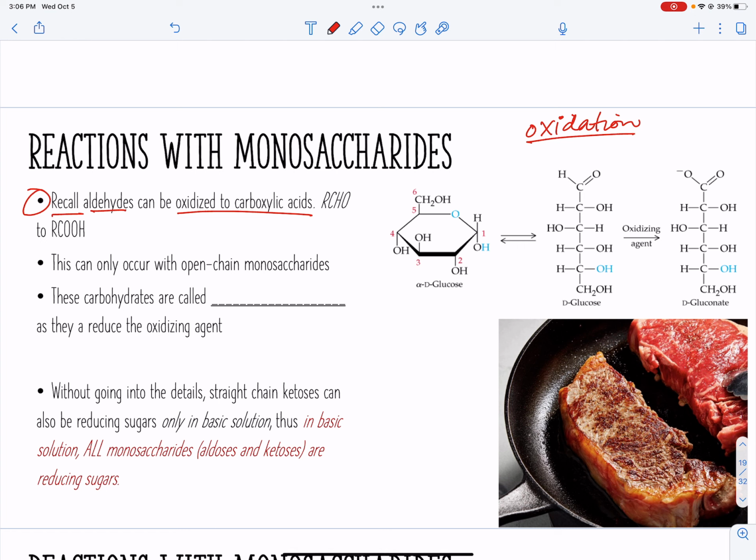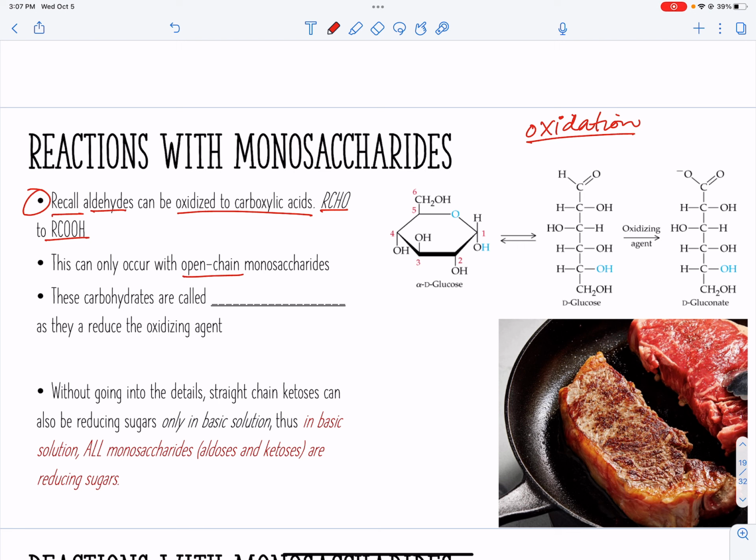If that was a foreign idea to you and you just don't remember it, go back to chapter 15 and look through the oxidation of aldehydes and ketones. Okay, aldehydes are oxidized to carboxylic acids. All right, and this is showing you the abbreviation of the condensed structure, CHO to COOH. Now, this can only occur with open chain monosaccharides. So I want to make an important distinction here that this does not occur with the cyclic form of the structure, only with the open chain form of the structure.